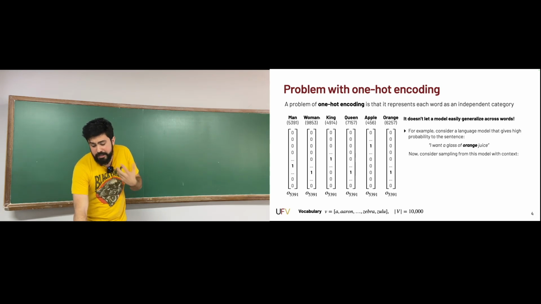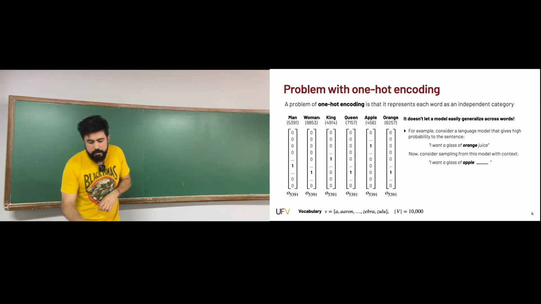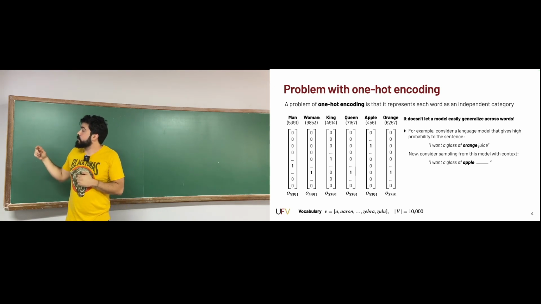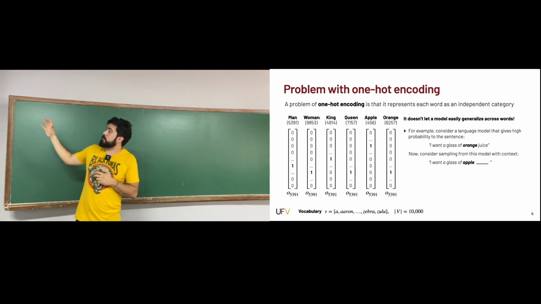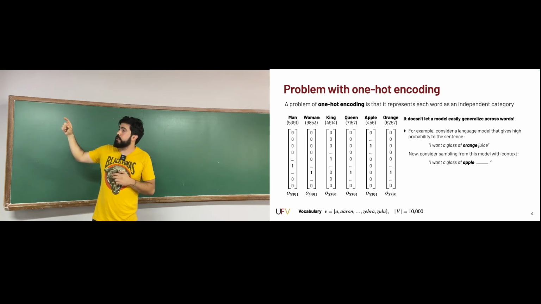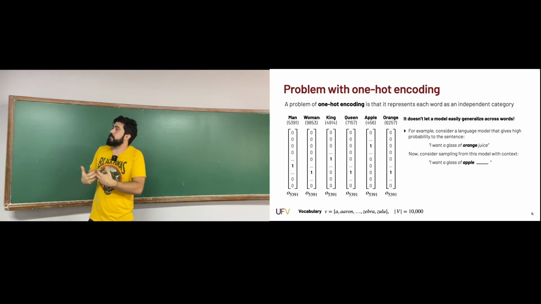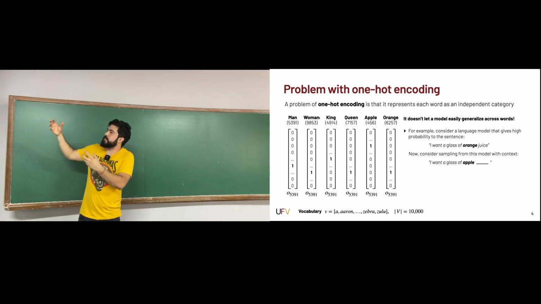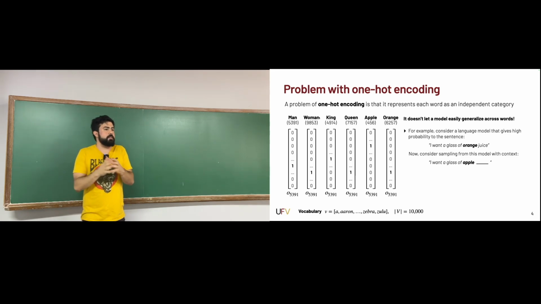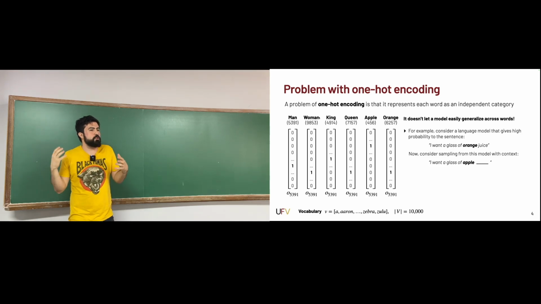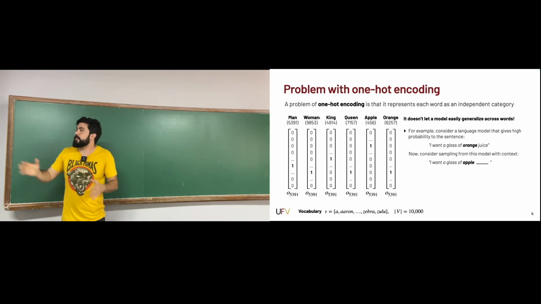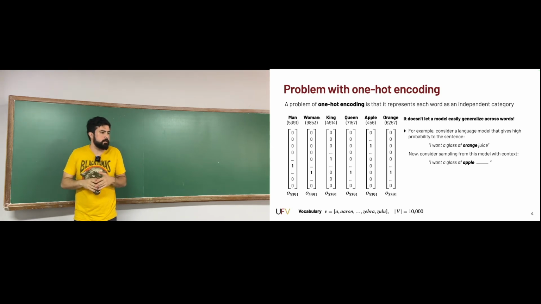So now consider that we're sampling from this model, with this context: a glass, I want a glass of apple... Right? So for this model, apple and orange is as similar as apple and king, or apple and man, because the words have this very same distance, right? So there is no way for the model to know that apple and orange are somehow closer or more related than apple and king.